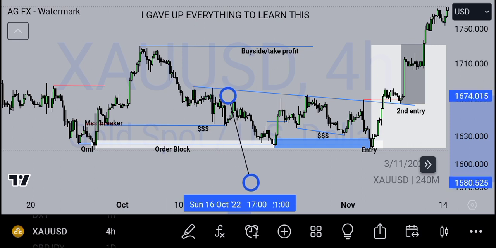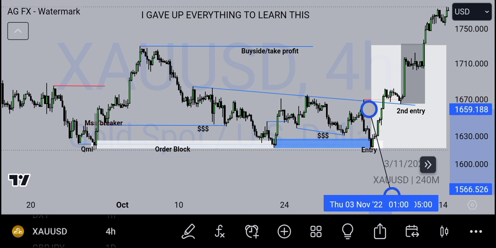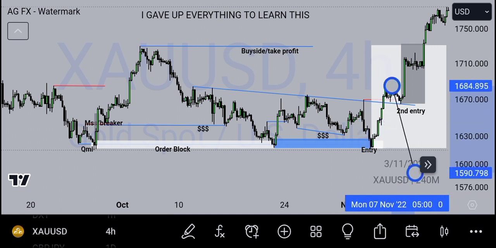After hitting right here, it rejects to the upside, and this has been liquidity because the price has been rejecting around here. When we put our trend line, the price has been rejecting around here, which means now this is our trend line liquidity, and the price will go somewhere, hit somewhere, and break, retest, then go up.